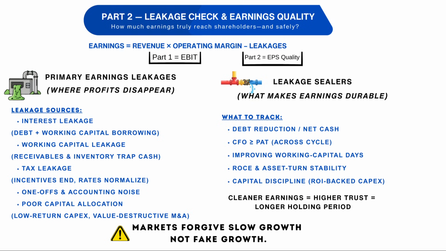Across the cycle, if a good amount of PAT is getting converted into cash, so basically cash flow from operations should broadly exceed PAT over time, that is a good sign again. Then improving working capital days, faster receivables, leaner inventory, then stable or improving ROCE with controlled asset growth. Again, it's a good sign.